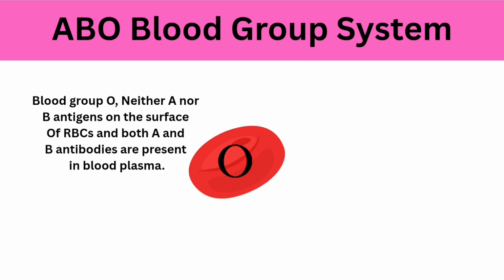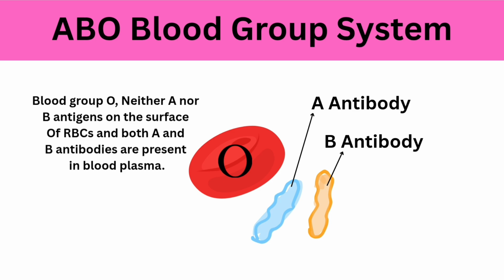If a person has O blood group, neither A nor B antigens are present on the surface of RBCs, and both A and B antibodies are present in the blood plasma.